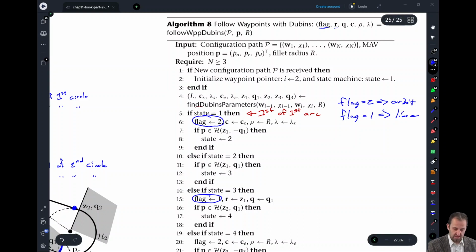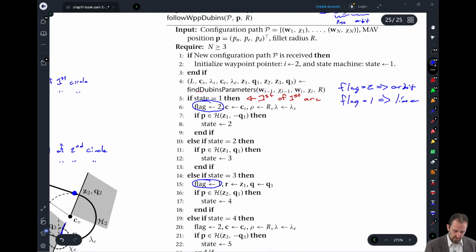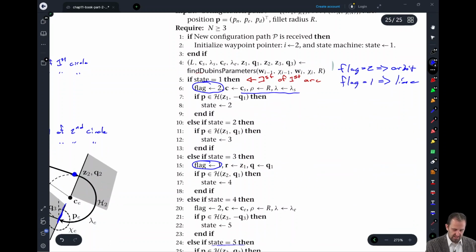R is going to be a point on the line. Q is a direction along the line. So these are our line parameters, and these are orbit parameters, where C was the center point, rho is the radius, and lambda is the direction of travel. So we come in here, we've calculated all of these things in the Dubins parameters, and now we just push out the starting circle.